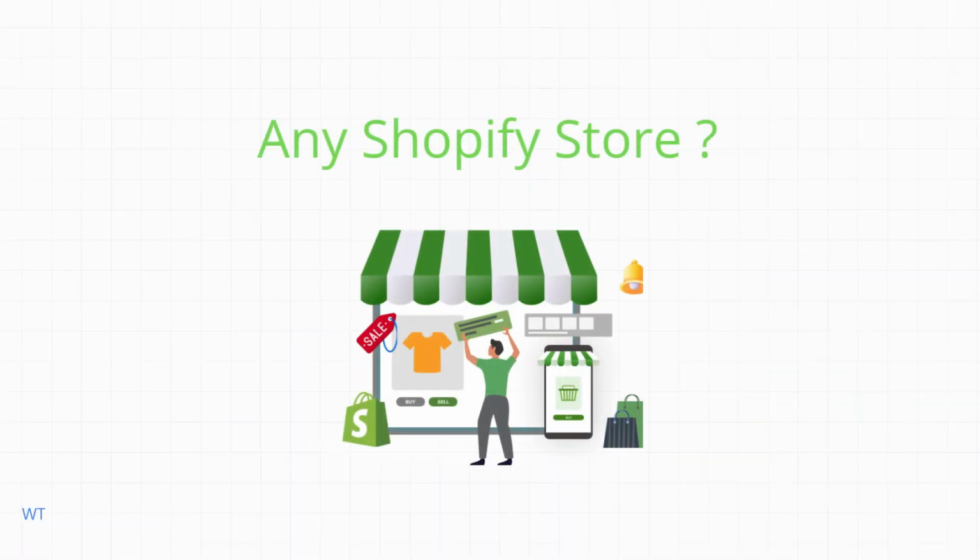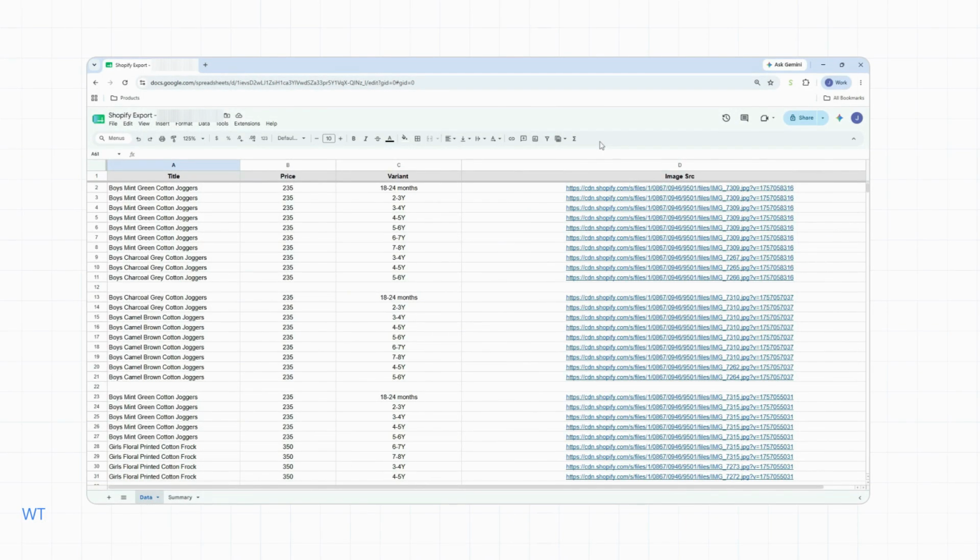So open a store you've been curious about, run Shopify Spy Pro, and watch the full catalog come out.